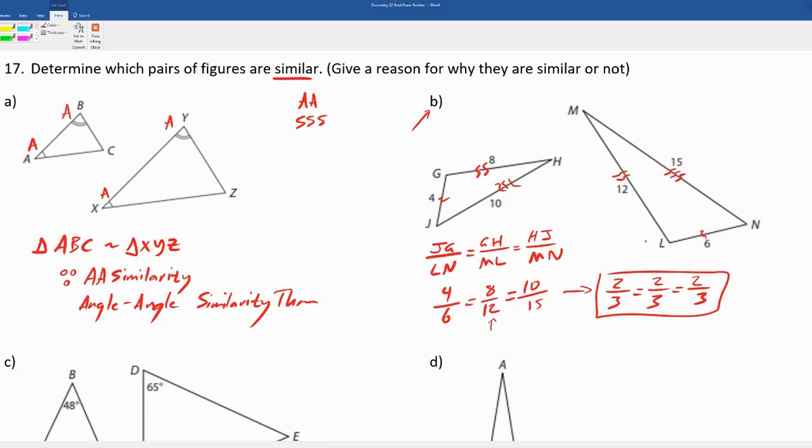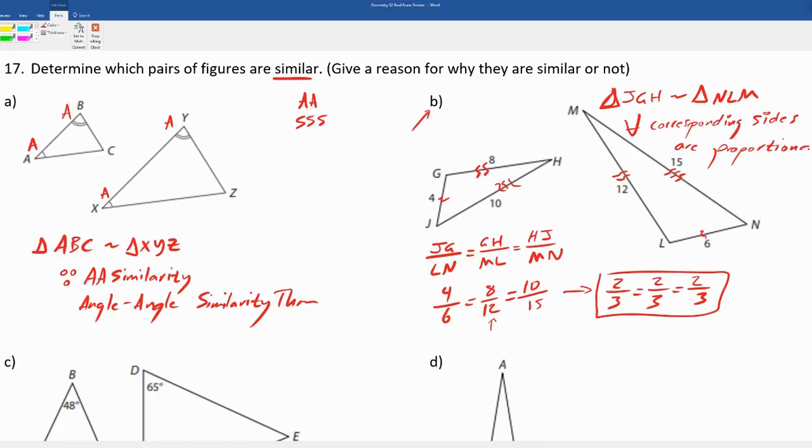So basically, all you have to say is triangle JGH is similar to triangle, sorry, that's a terrible triangle. I know. To triangle NLM. All right, and that's because all the corresponding sides are proportional.